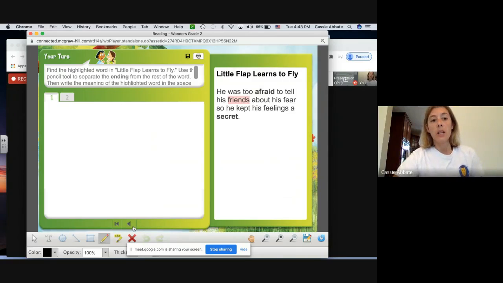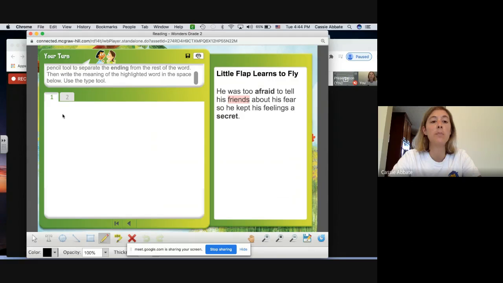All right, so I'm going to use the same word. I want you to look at this one. We're going to try and do this one together, but then you're going to have to do one on your own. So first, let's read the directions. It says, find the highlighted word in Little Flap Learns to Fly. Okay, here's the highlighted word, friends. Use the pencil tool to separate the ending from the rest of the word. Then write the meaning of the highlighted word in the space below.